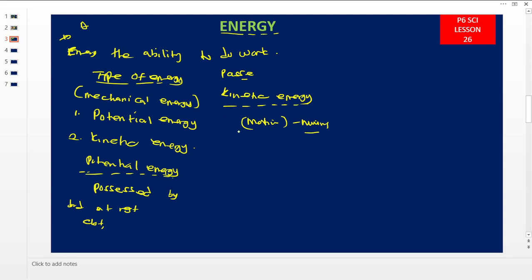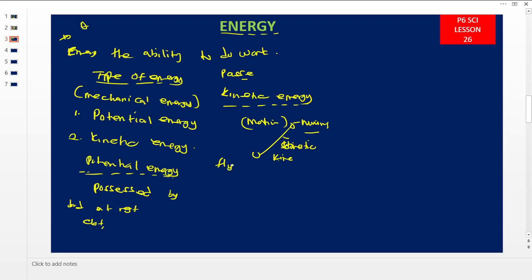For example, if you throw a stone in the air, the stone is going to start moving. So when you throw this stone in the air, the stone is going to possess kinetic energy. When the water in a kettle or in a saucepan is boiling, that water is moving, is in motion. So that water is having kinetic energy.